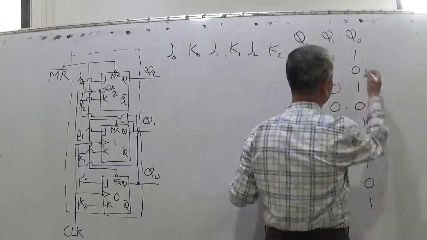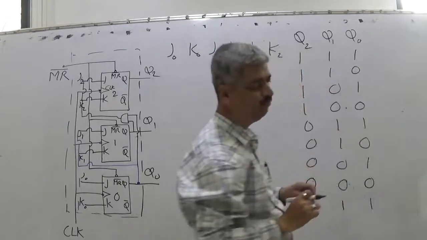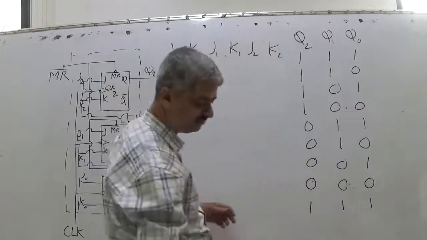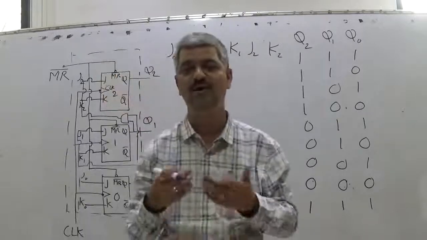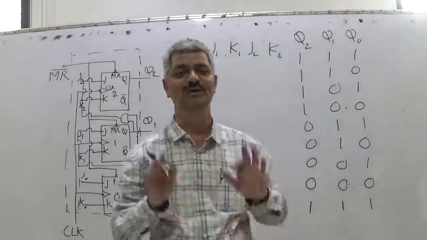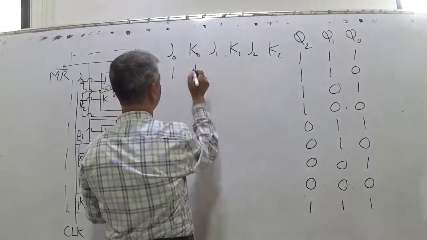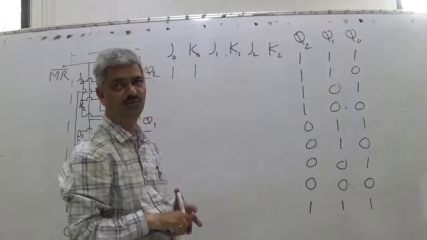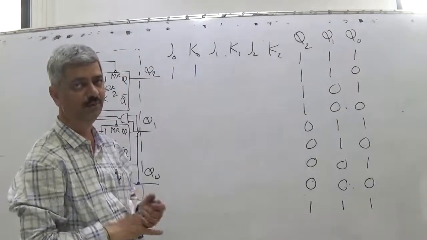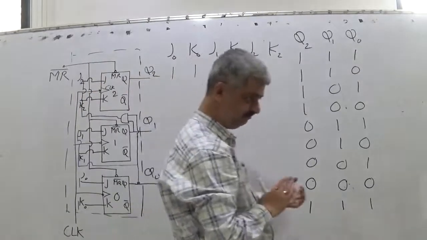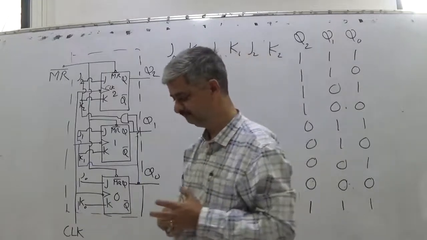In every next state you find that Q0 is toggling. Therefore, when both inputs are 1, 1, the flip-flop toggles. So J is 1 and K is 1 for flip-flop number 0.